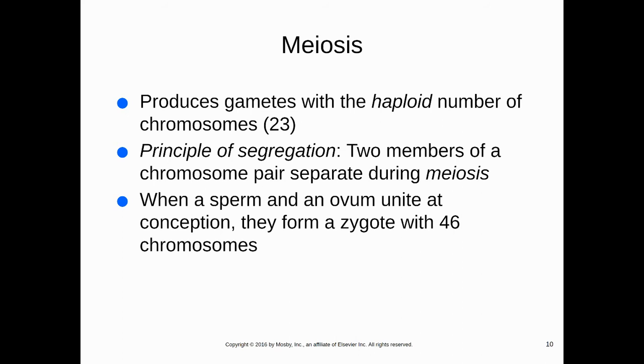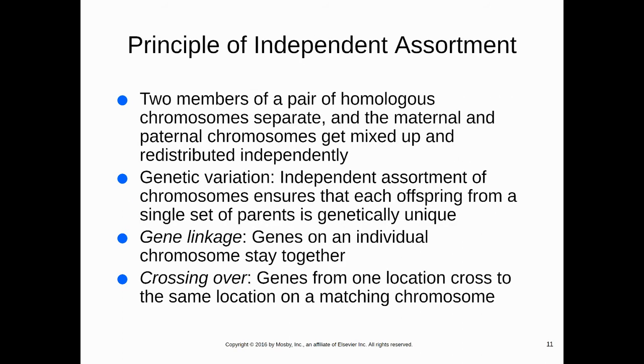Okay, when a sperm and an egg, or ovum, unite at conception, they form the zygote because both of those nuclei merge to form the 46 chromosomes. Okay, so again, there are a couple of different things that allow for different traits to occur. You have crossing over and gene linkage.